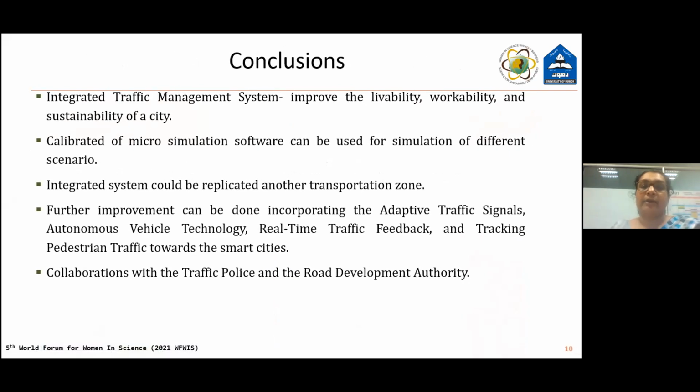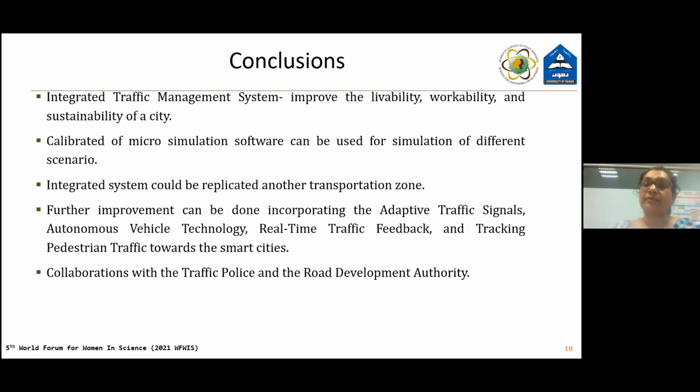With that, we could make improved liveability and workability in a sustainable city. The system, we are first going to test in a small zone, and then we will go for the other zones and try to replicate it there, so that we would be able to have a centralized traffic control management system.